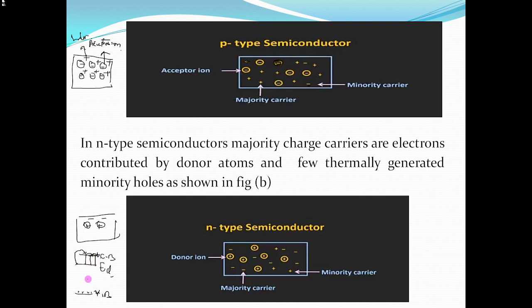Next, after some time, if this donor level is empty, electrons jump from the valence band to the conduction band, leaving holes in the valence band. So these holes are created when you give temperature. That's why they are called thermally generated minority holes. So this is a p-type semiconductor and this is an n-type semiconductor.